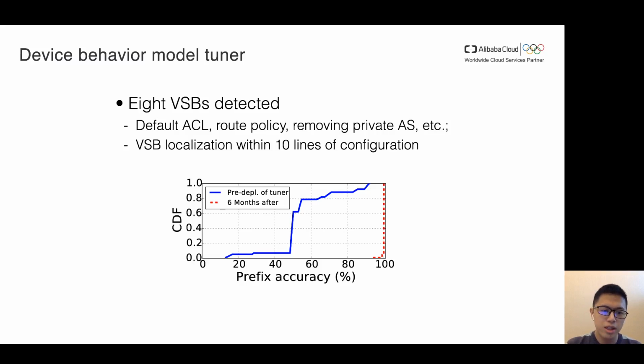Our model tuner has successfully detected 8 VSBs so far, including default ACL, root policy, removing private AS, and so on. These VSBs significantly affected the accuracy of Huoyan's verification results at the early stage of Huoyan usage. As shown in this picture, before we detected these VSBs, the accuracy of our verification was below 50%. But after using our model tuner for 6 months, the accuracy of Huoyan has been near 100%.